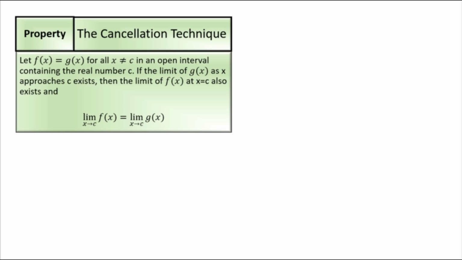Strictly speaking, the functions g of x and f of x defined as x minus c times g of x all over x minus c are not the same. Almost, but not quite. Their difference occurs at x equals c. Precisely, f of x is not defined at c.